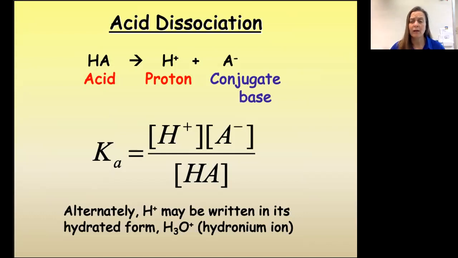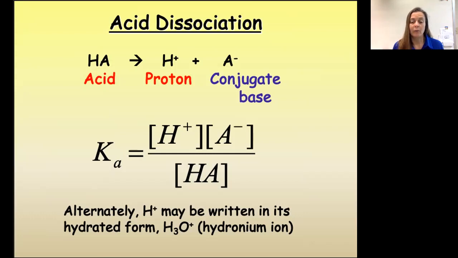Strong acids dissociate completely. When I put them in water, I don't have any more HA. I just have hydrogen ion and the anion, the conjugate base. Weak acids only dissociate part way. So we would still have some acid, but we would also have some hydrogen ion and some conjugate base.